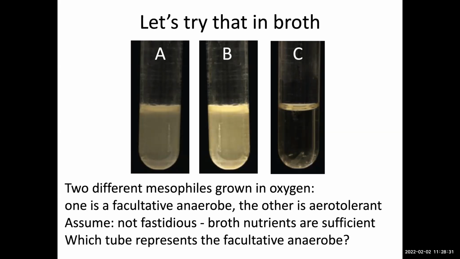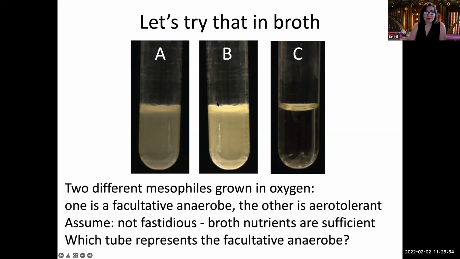Laura, go ahead. I think I remember you saying that the aerotolerant doesn't use oxygen. It just doesn't mind it being there. That's right. And so why would that make a difference? What's the facultative anaerobe doing when oxygen is around? What metabolic strategy is it using? Aerobic respiration, right? And this guy is doing something else. So how come that leads to more growth?